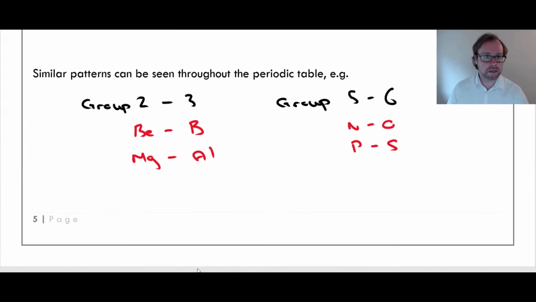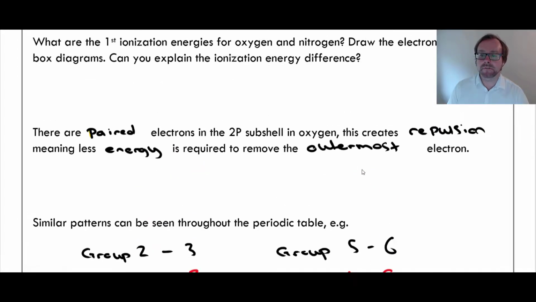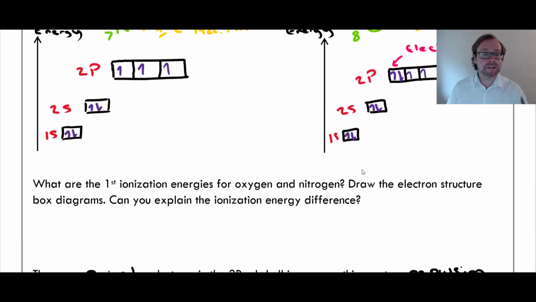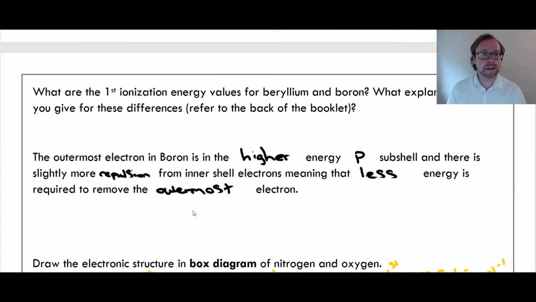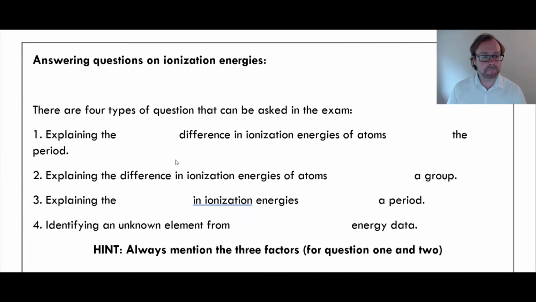Okay, so I just thought I'd write these for you. These are our differences between group 2 and group 3, beryllium and boron, magnesium and aluminium, and group 5 and group 6, nitrogen and oxygen, and phosphorus and sulfur. They're exactly the same explanations that we've used up here. Okay, so answering questions on ionization energies.